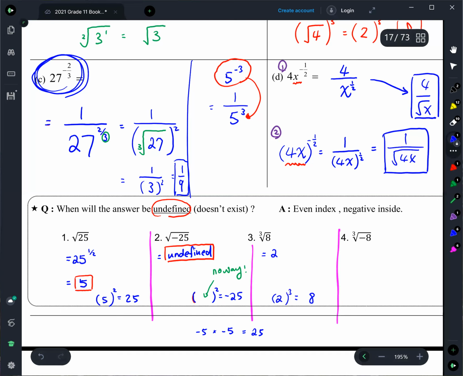Okay, so this one is not undefined. Okay, you have an answer. Let's look at the next one.